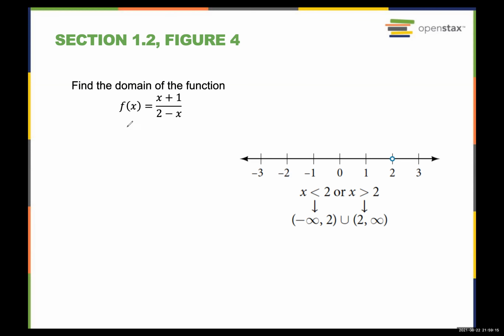So this will be 2 minus x is equal to 0. And then solve for x. We subtract 2 from both sides, and now x is equal to 2. So we exclude 2 from the domain. That's why x could be less than 2 or x greater than 2. And using interval notation, that is from negative infinity to 2 and from 2 to positive infinity.